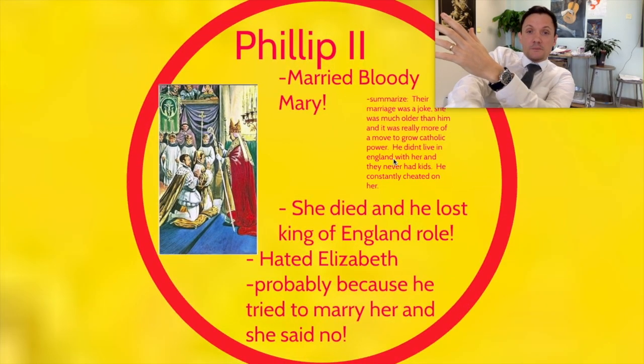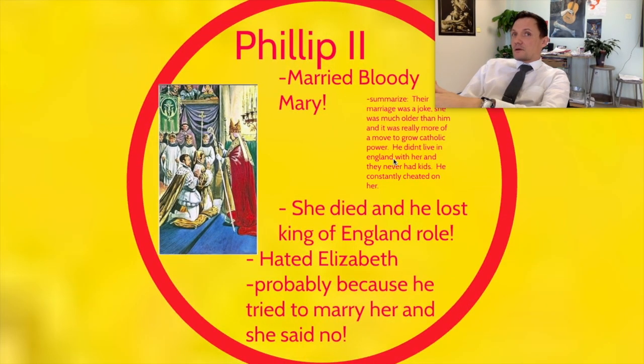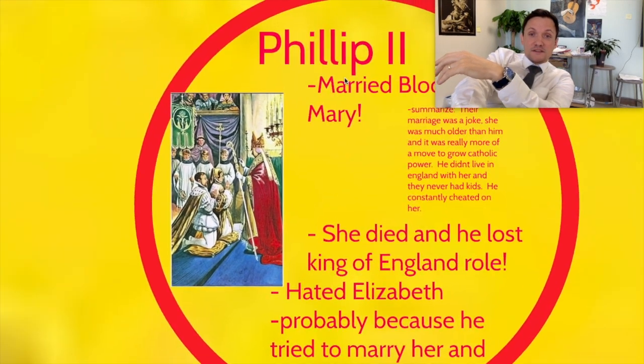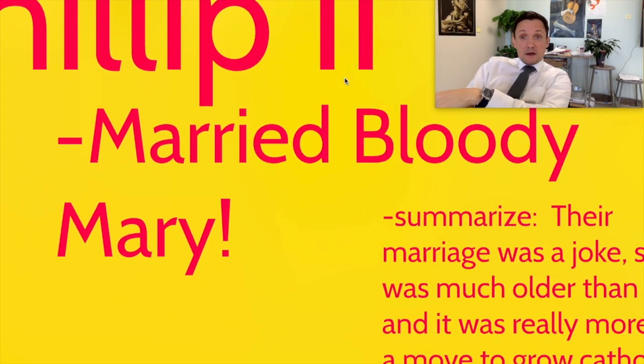So getting into it, what he's going to then do as time goes on, he's got to get married, right? So Philip II decides that he's going to get married, and guess who he marries? You won't believe it if I told you. He marries Bloody Mary, all right? So he married Bloody Mary of England when she was in power, right?